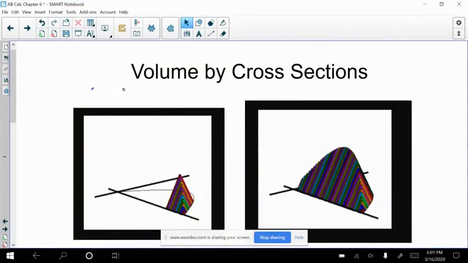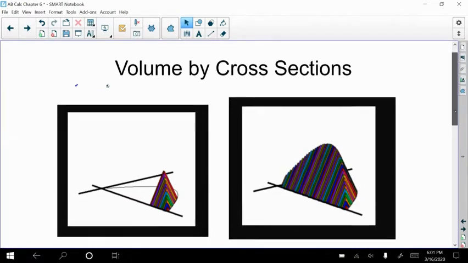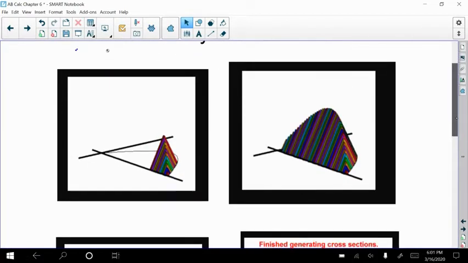Okay, so I want to look at our next topic, volume by cross sections. And it's an application of the integral. And it's actually pretty cool because you can start using this to not only just accumulate area, but we're going to start to accumulate volume. And so I have a couple of screenshots here where we're constructing these three-dimensional figures based on one uniform shape.